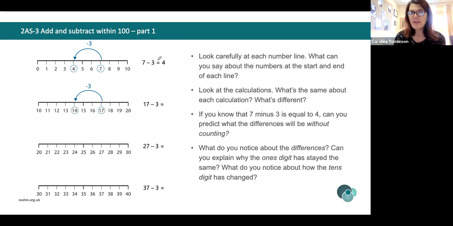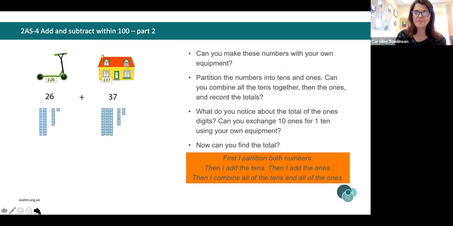I'm subtracting 3 ones from 7 ones. And we would be hoping that it generates a discussion where the children are able to predict: okay, if I've got 27 now, I've got 7 ones, I take 3 ones away, I've still got 4 ones. 27 take away 3. And now we move up to 37. It's that practice that enables children to make those generalisations. It equals 34. And it's just the ones digit that's changed.